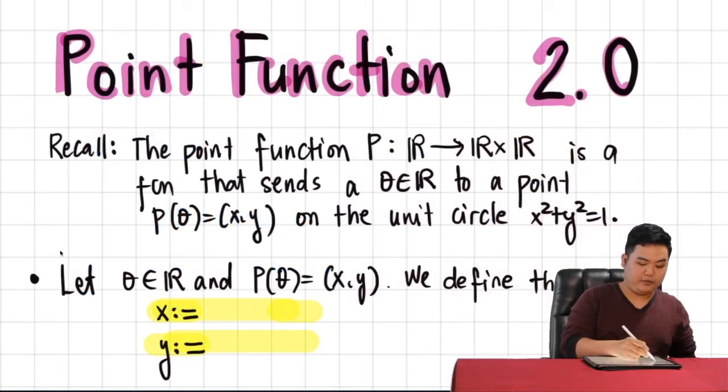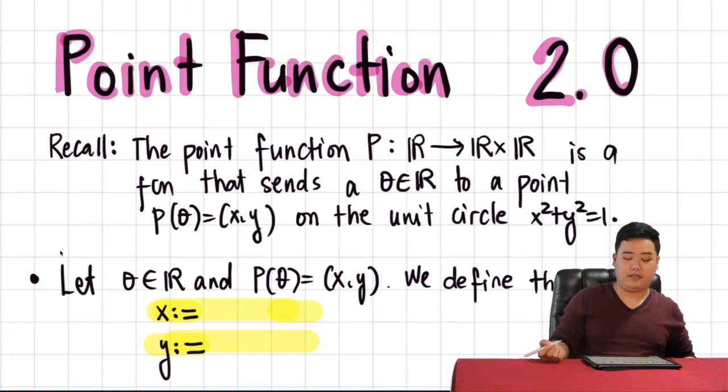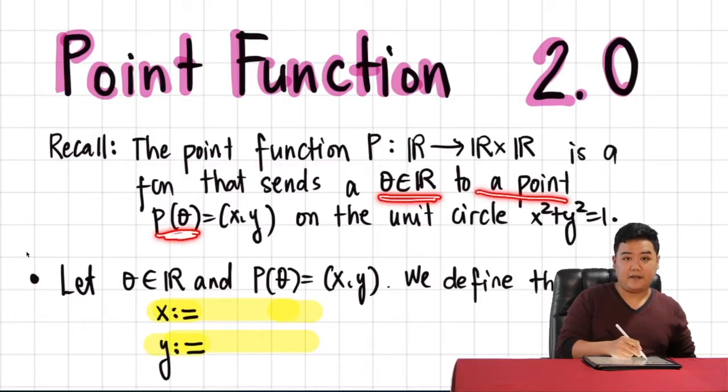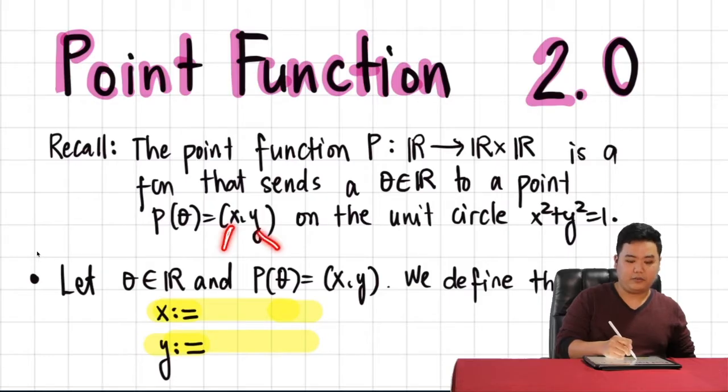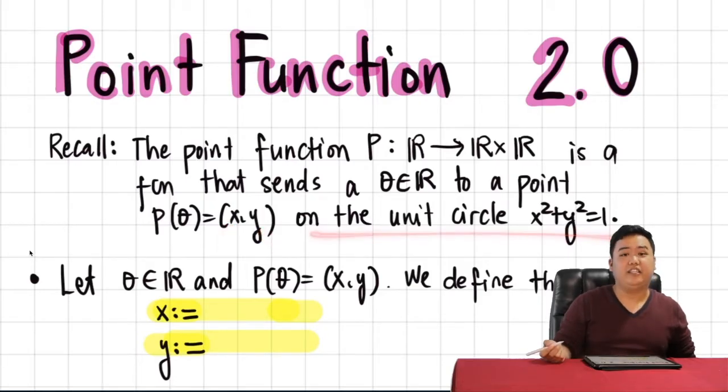So, yung point function, yun lang naman yung pinag-usapan natin last meeting, which we denote by P. It is a function from R to R cross R, and it sends a real number theta to a point P of theta, which has x coordinate x and y coordinate y on the unit circle. So, yung P of theta nasa unit circle. P of theta is a point, ang x coordinate ay x, ang y coordinate ay y.